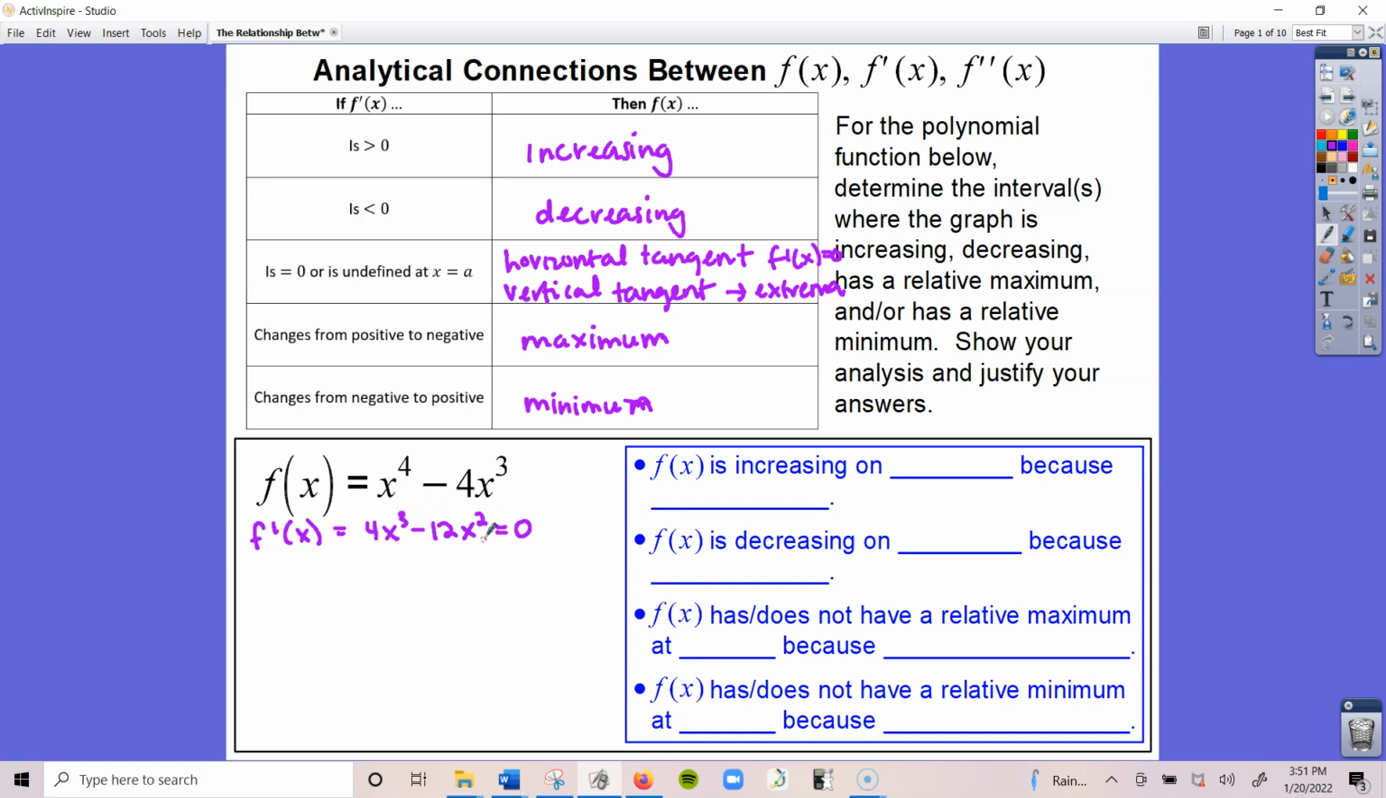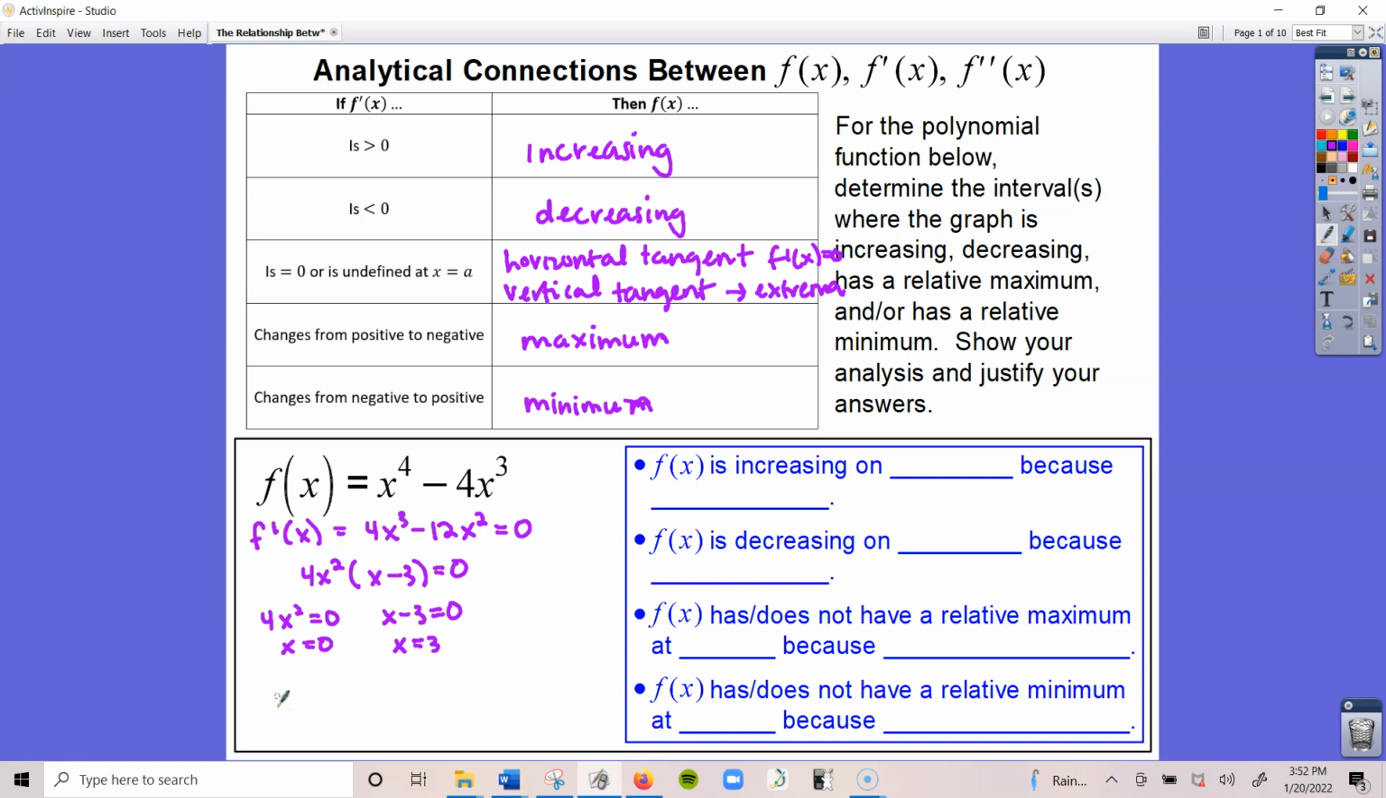So in order to find critical numbers here, we're going to have to factor. 4x to the third minus 12x squared has a 4x squared in common, which would leave me with x minus 3. If we set each of these factors equal to 0, we would get our critical numbers. For this one here, we would divide by 4, 0 divided by anything is 0, and then square root, which would still be 0. And here we would add 3 to the other side, so x is equal to 3.